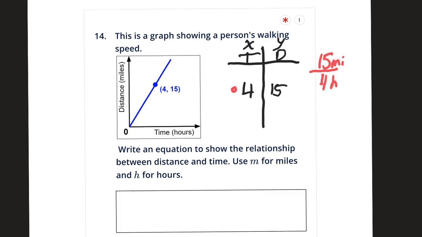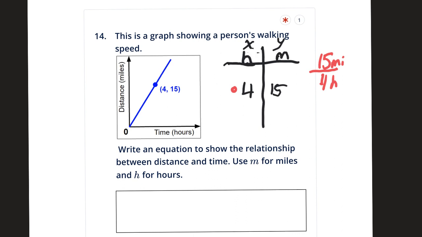All right, question 14. This graph shows a person's walking speed. On X, we have time in hours. On the Y-axis, we have distance in miles. Write an equation to show the relationship between distance and time. Use M for miles and H for hours.